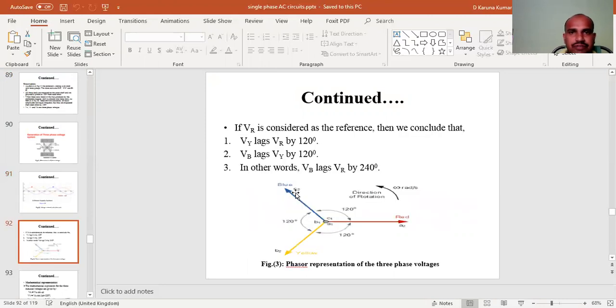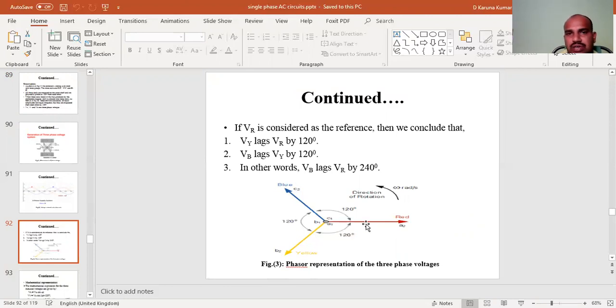If VR is considered as the reference, the red line is referred to as the reference. We conclude that VY, the second one, lags VR by 120 degrees. This is VY. The third one is VB. VB lags VR, and the difference between the three windings is 120 degrees.